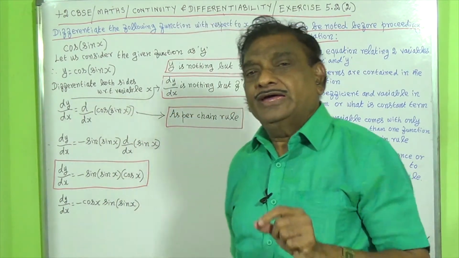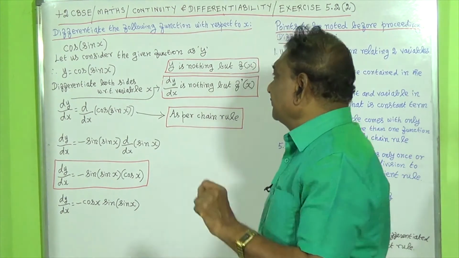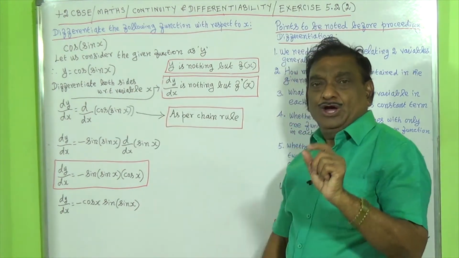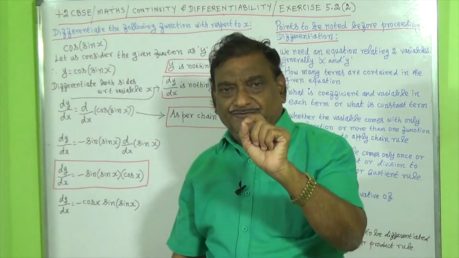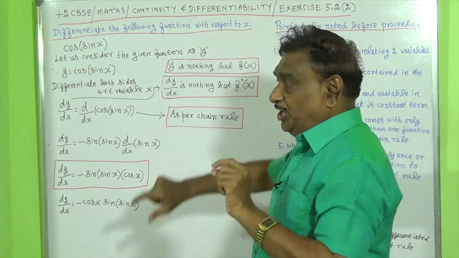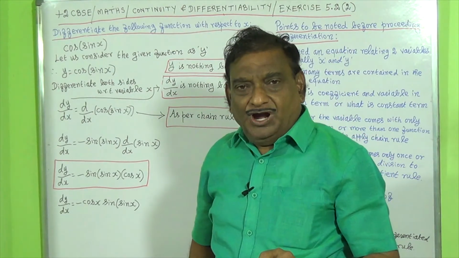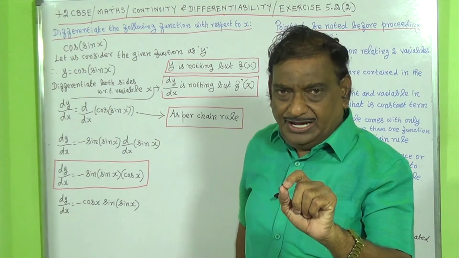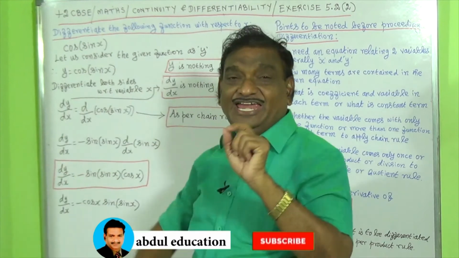What is the question? Differentiate the following function with respect to x, that is variable x. What is the function given? Cos of sin x.